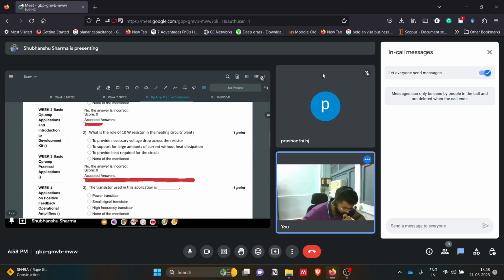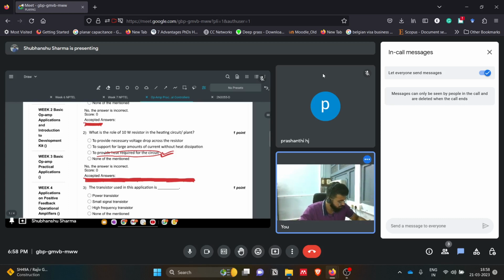Then the next question: what is the role of the 10 watt resistor in the heating circuit? If you see the options: to provide necessary voltage drop across the resistor, to support large amounts of current without heat dissipation, to provide heat required for the circuit. So we know that to provide heat required for the circuit, we are doing this using another thing, and we are very clear about it, because we have just discussed a lot about that. So then we are left with the other two options.